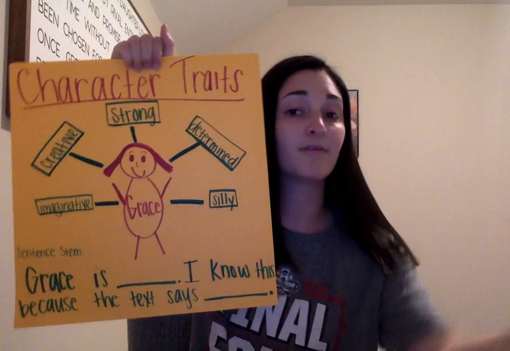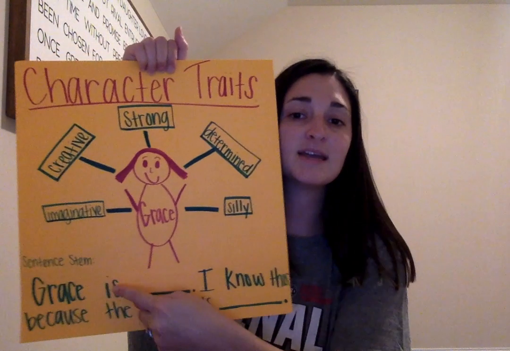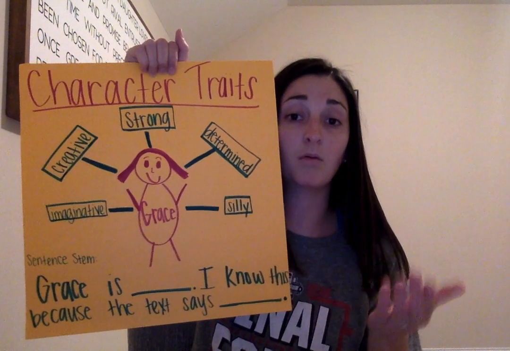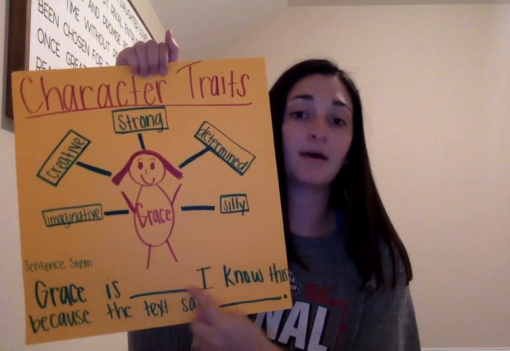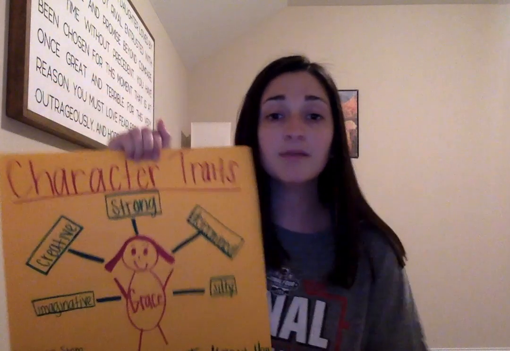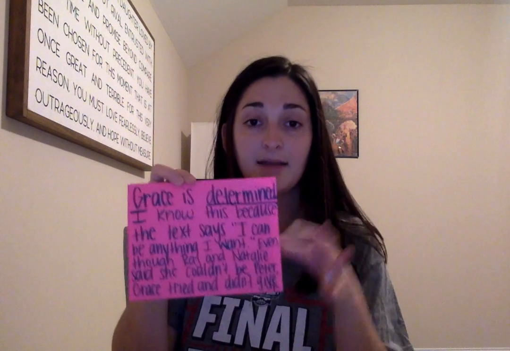So maybe for The Giving Tree, you'll start it out with, the tree is blank. I know this because the text says blank. Or if you want to talk about the boy, the boy is blank. I know this because the text says blank. So go ahead and put those sentence stems on your paper so that you are already set up to explain your thinking. And using those sentence stems, I have come up with the trait and an explanation.